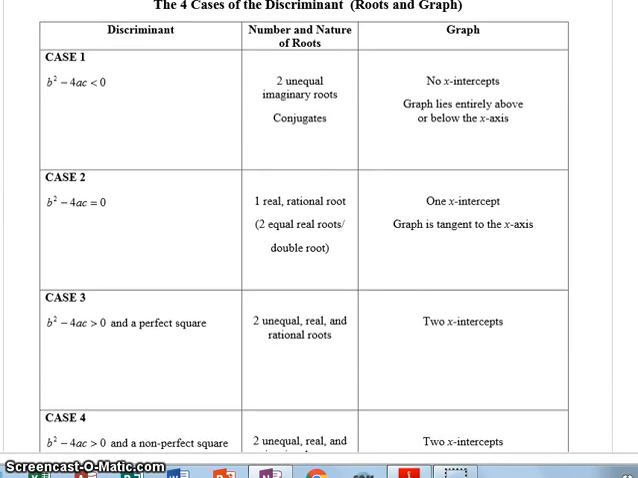So on the next page, it talks about everything right here. If a number is less than 0, that really means negative. If it's negative, there's 2 imaginary roots. They say unequal because it means they're not the same. That's all that means. Graphically, there's no x-intercepts. It's above it. Case 2, when it's exactly equal to 0, that's when there's 1 real. That's when it is tangent. That was case 2.